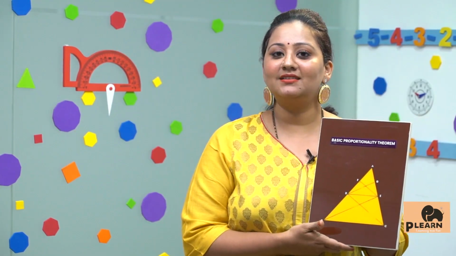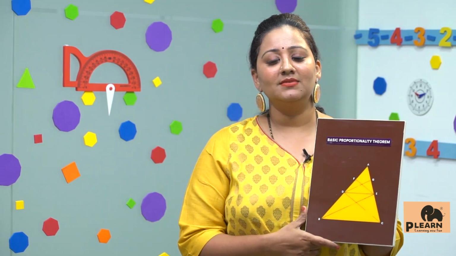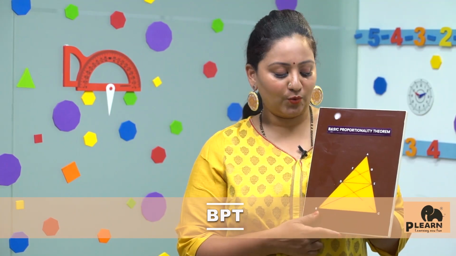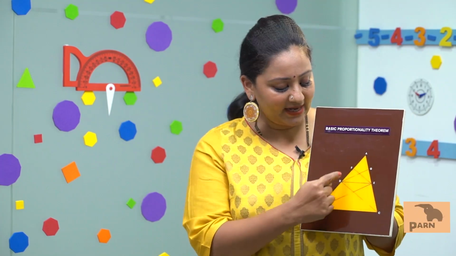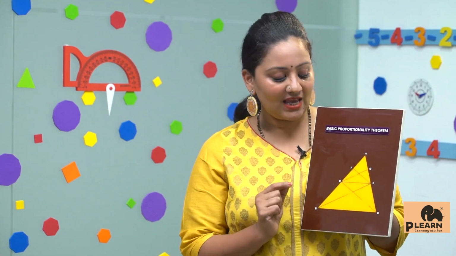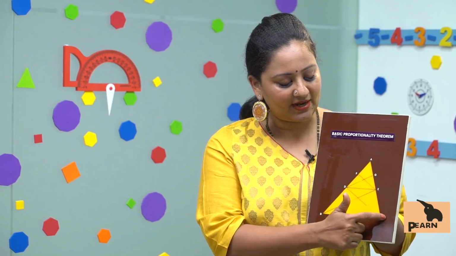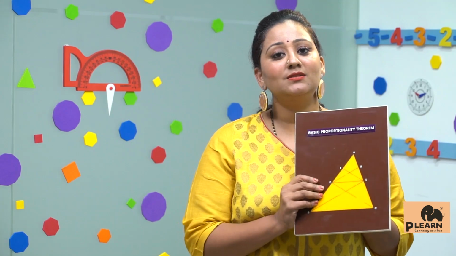Basic proportionality theorem. The basic proportionality theorem states that a line drawn parallel to one side of a triangle, intersecting the other two sides at two different points, divides the two sides in equal ratios. That is, we need to prove that in this model, AD by DB is equal to AE divided by EC. So let's look at this model to understand how we can prove this theorem.